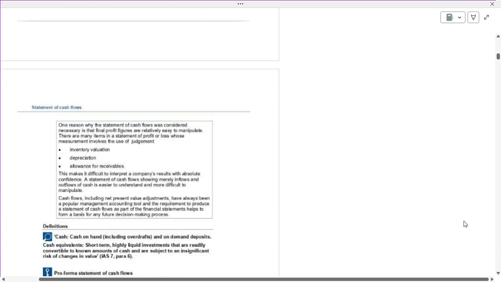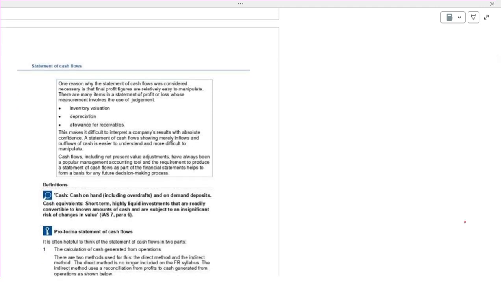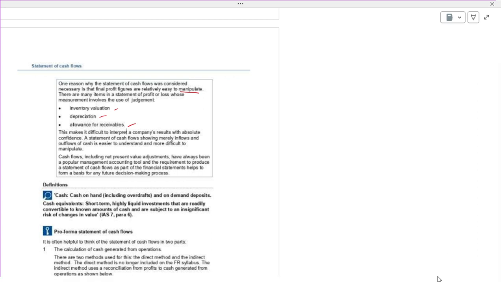They are talking about one of the reasons: the final profits are relatively easy to manipulate. When you study auditing, there will be fraud and there will be error. It is a part of the system. You cannot say that the complete system is perfect and intact. There will be manipulation, fraud, and inventory, depreciation and allowances are there. Just fix on how it is going to happen.